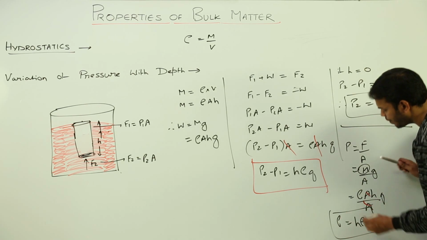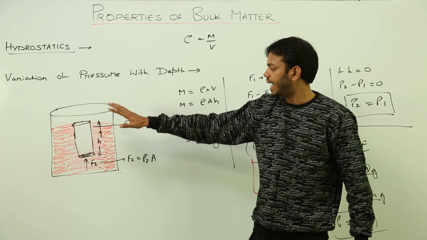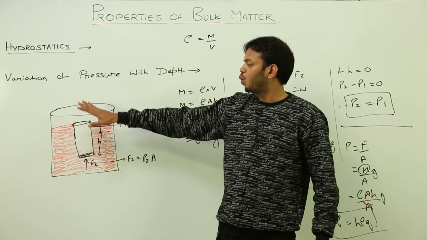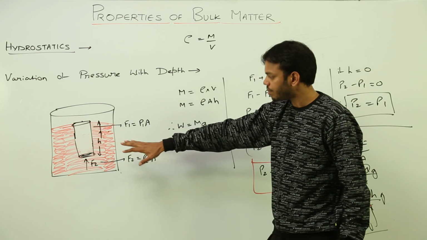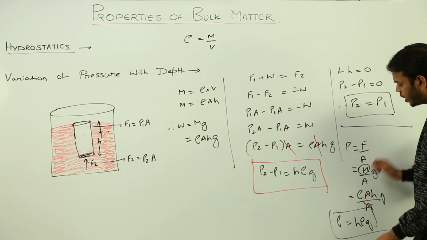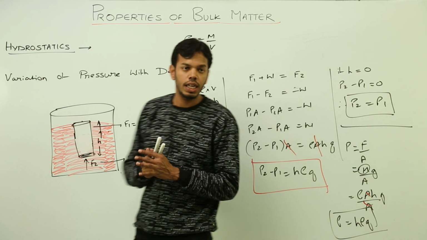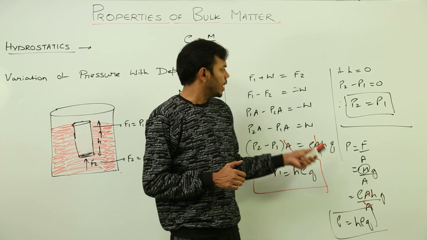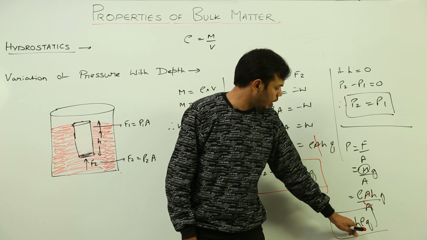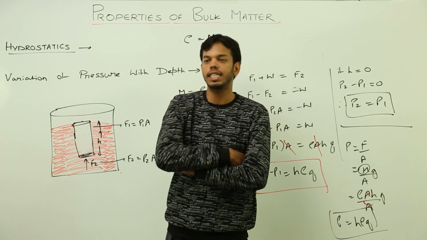So what I have proved is, first of all, the pressure at any two points at the same level inside a liquid is the same irrespective of other factors. Pressure depends only on height, density and gravity. Lastly, the pressure due to a liquid column of height h will be equal to h rho g. It depends on the height h, the density of the liquid rho, and the acceleration due to gravity g.